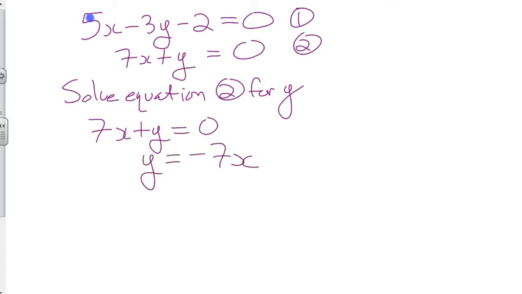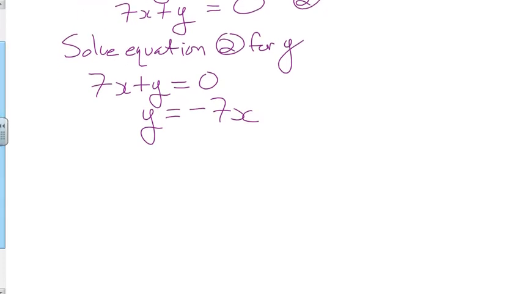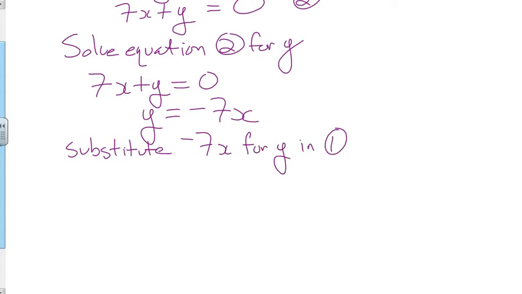Negative 7x. Okay, then we are going to substitute negative 7x for y in equation 1, because putting it into equation 2 just ends up with 0 equals 0, which, while true, is not very helpful. So substitute is the name of the method of solution. Substitute negative 7x for y in the other equation, in equation 1.